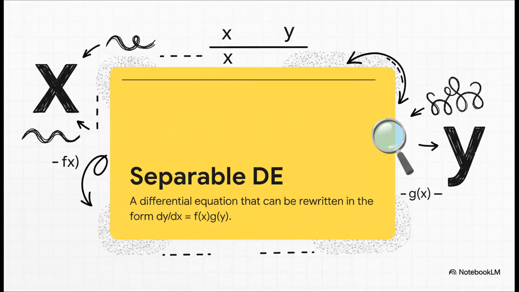Now, this sorting trick only works for a certain kind of problem. They've got a fancy name, separable differential equations. But it sounds way more complicated than it is, I promise. All it really means is that the rate of change, dy/dx, can be written as some function of x multiplied by some function of y. That multiplication is the secret sauce. It's what lets us neatly pull the x laundry apart from the y laundry.